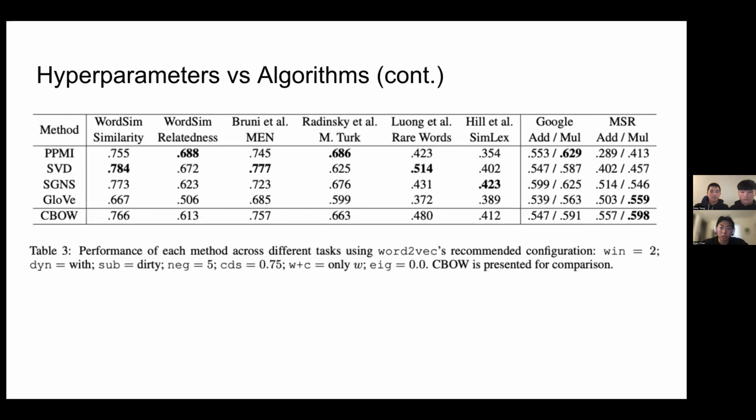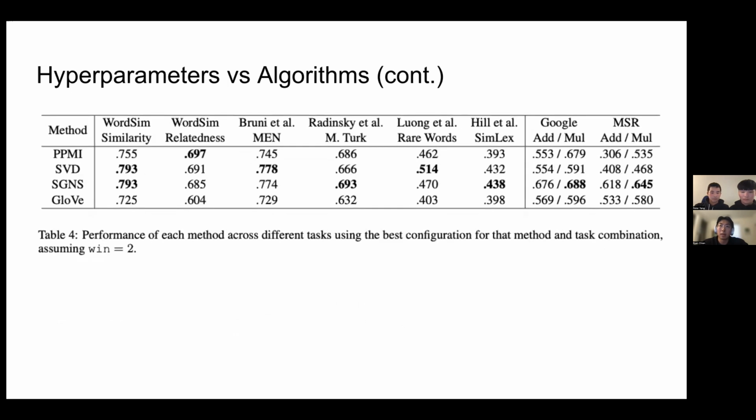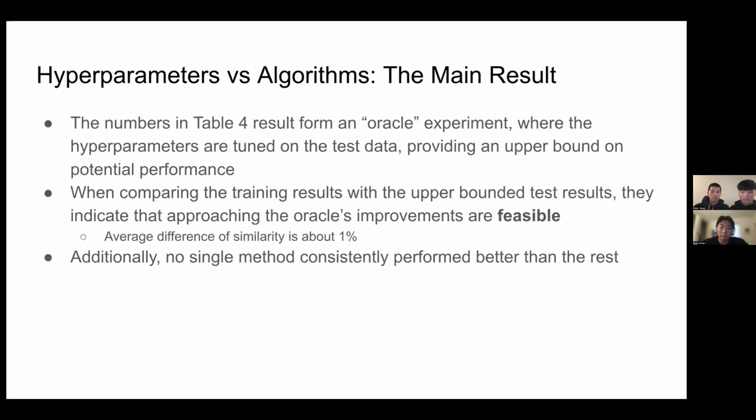And here's another table just showing a different combination of hyperparameter tuning and the performances from it. And then here's another table, more specifically utilizing the best combination of hyperparameters for each of the algorithms. And so the main result from the test results and the training results is that the improvements that can be made from hyperparameter tuning are feasible.